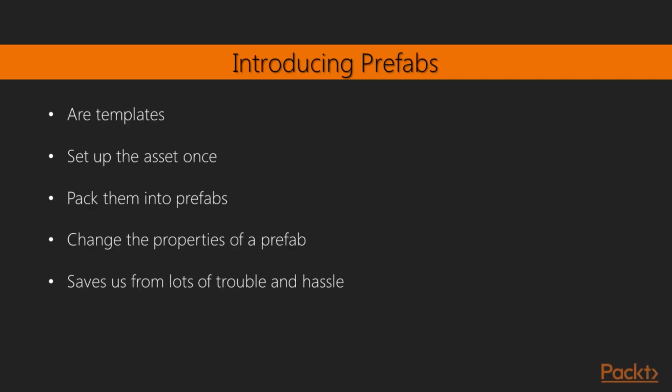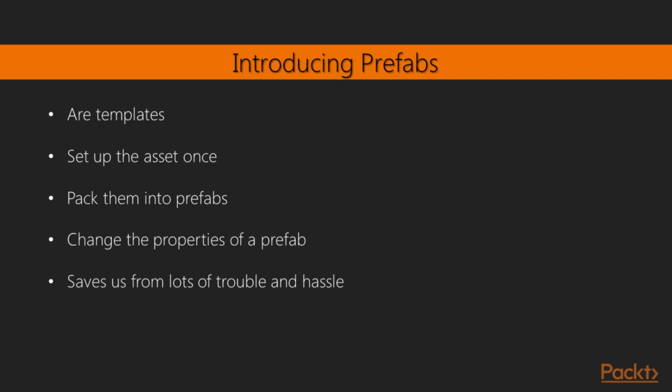Let's introduce prefabs now. Prefabs are basically templates from which you can create new object instances in the scene. We only need to set up the asset once, the material, texture, physics settings, and so on, and pack them into prefabs. After this, we only need to place the prefabs around the scene without repeating the same steps, setting up the material, texture, physics settings, and so on again and again for each identical asset. When we change the properties of a prefab, for example changing the texture, the same properties in all the instances linked to this particular prefab will also be changed.